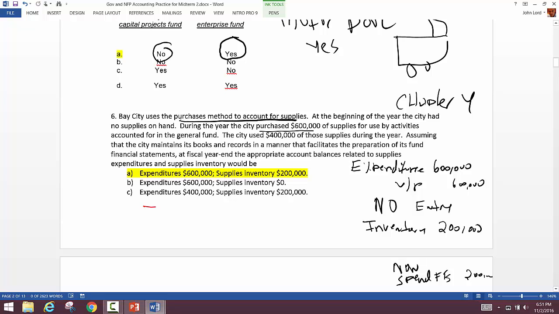Debit inventory for 600,000, right? And credit vouchers payable, just to keep it consistent. It could be cash, but we'll keep it consistent with the previous example. Now we use it, and they tell us we used 400,000. Good. Debit expenditure for 400,000, the amount that we used, and credit the inventory for 400,000 because we're using that up, aren't we?